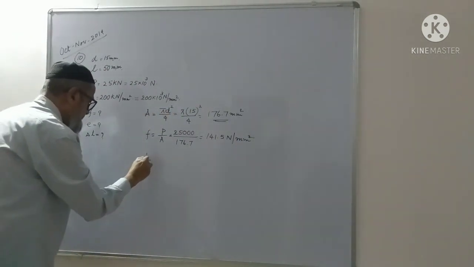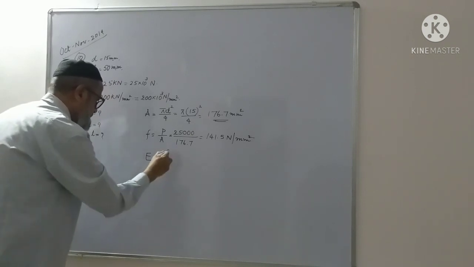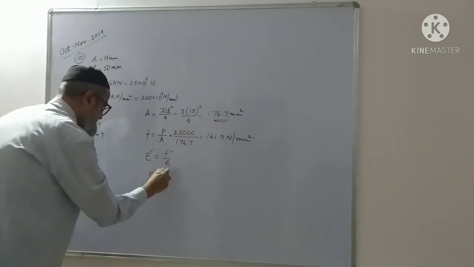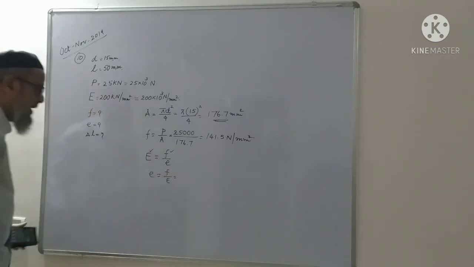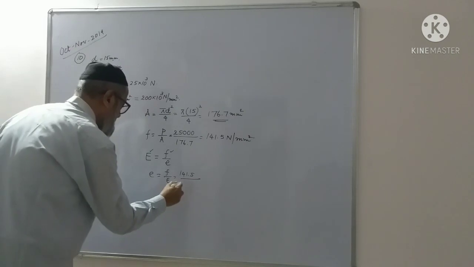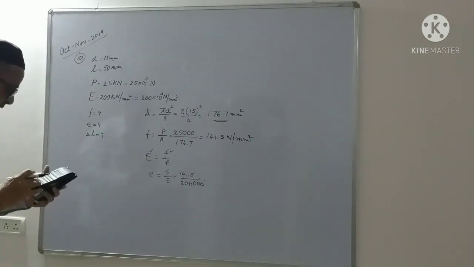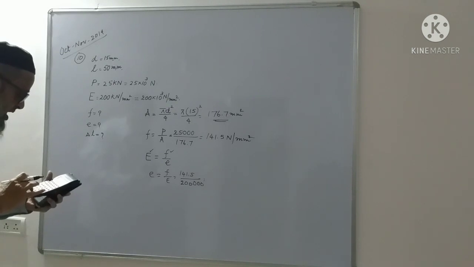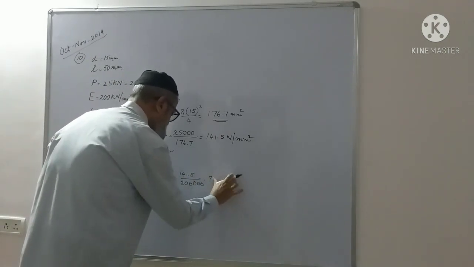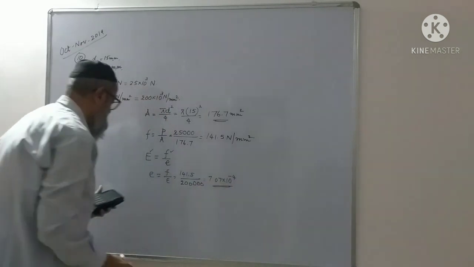Then I know Young's modulus or modulus of elasticity is stress by strain. We know that. I know the stress now, and I know E, which is given in the problem. So strain, that is linear strain, will be equal to stress divided by E, that is 141.5 divided by E, which is 200 followed by 3 zeros. That gives 7.07 into 10 to the power of minus 4. There is no unit for this because it is strain.